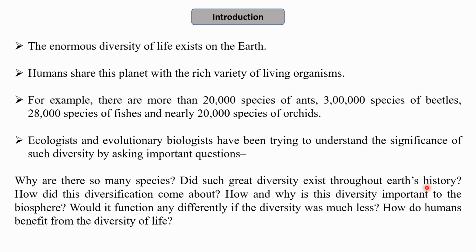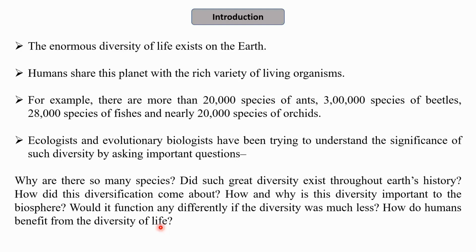Like, how did one species become diverse from another species? How do new species evolve? How and why is this diversity important to the biosphere? Is it even important to have such diverse organisms, or is it better to have organisms of the same type? Would it function any differently if the diversity was much less? And ultimately the question comes to humans: how do humans benefit from the diversity of life? What are the benefits that diversity provides to humans?